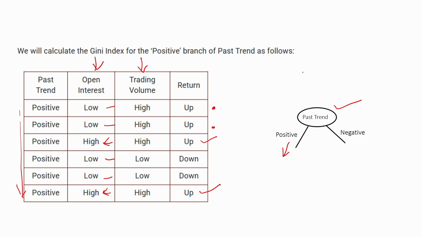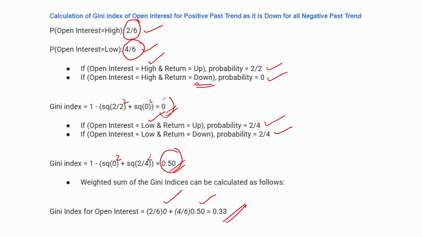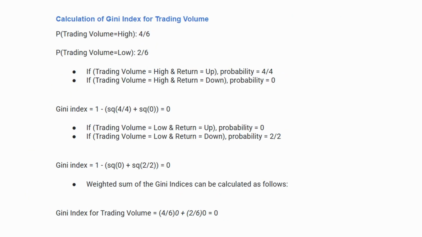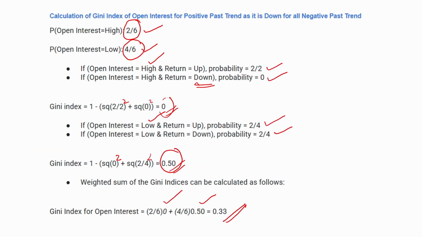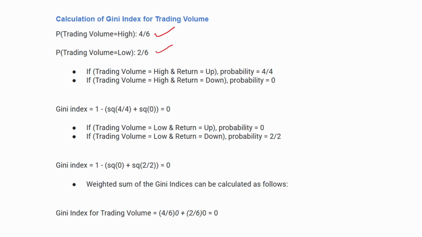Now the next feature is trading volume, so we'll be considering it here. For trading volume, we have 4 by 6 and 2 by 6, which is already done. 1, 2, 3, 4, 5, 6. Out of 6, 1, 2, 3, 4, 4 are high and 2 are low. So the high probability is 4 by 6 and the low probability is 2 by 6. That is what is written here: trading volume 4 by 6 and 2 by 6.